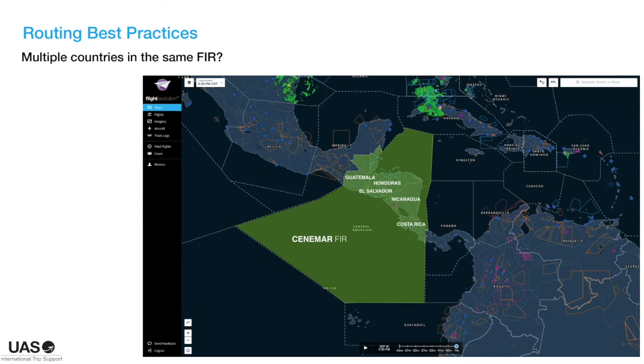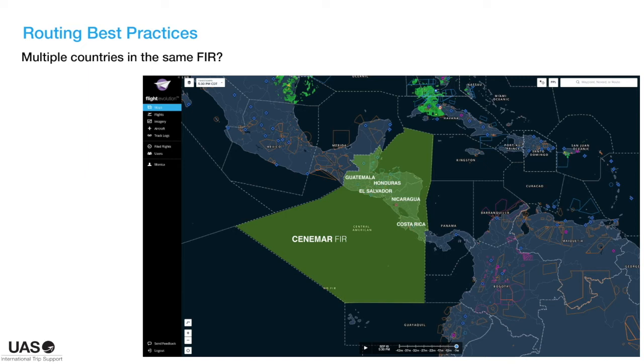Oh, but wait, now things are going to get complicated. What if there's multiple countries in the same FIR? Like what we have here in Central America, where 5 countries are all part of the same FIR. The answer is that you still need to obtain the permits for each country. However, in this case, they are all administered through the COCESNA agency. To obtain these 5 permits, all you need to do is contact COCESNA, who's the controlling agency, and they will offer you the assistance that you need.